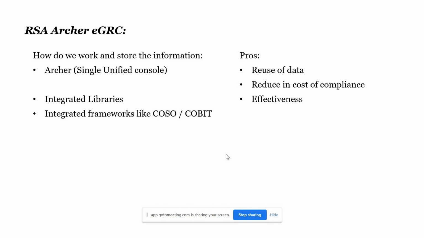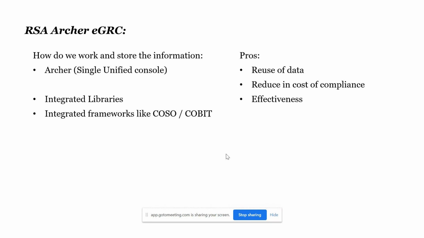Archer gives everything in a single unified console: rules and regulations, risk, compliance, and everything in an isolated database. So you can see everything in one single system. You don't need to go to a different Excel to refer to something. You don't need a shared drive to refer to the data. Everything will be in a structured format, and you can see all of it in Archer itself. And they have integrated libraries.